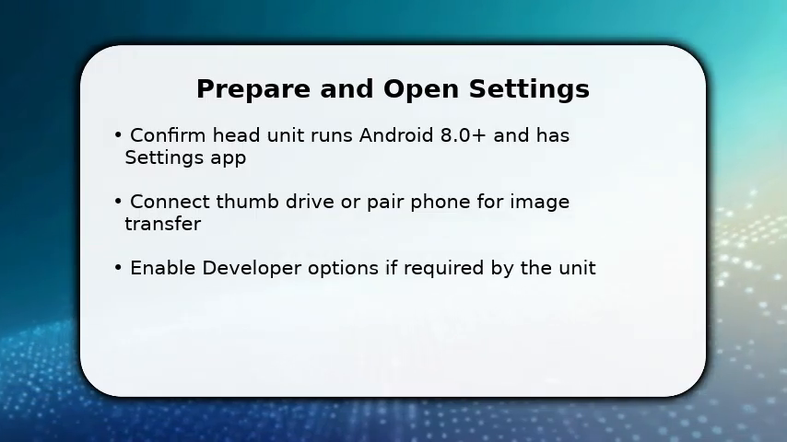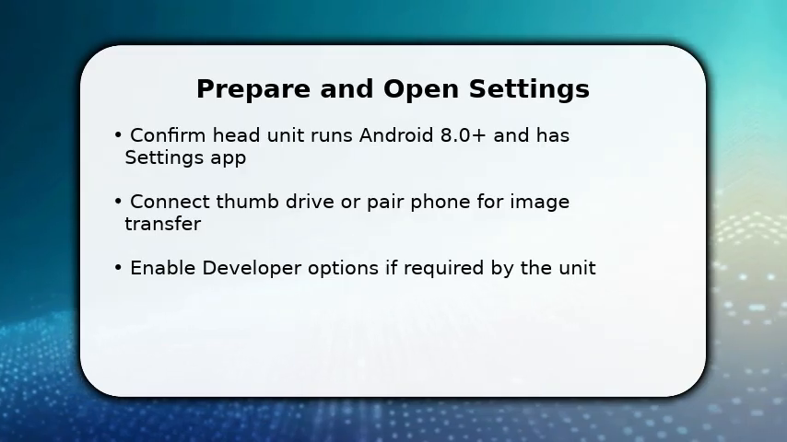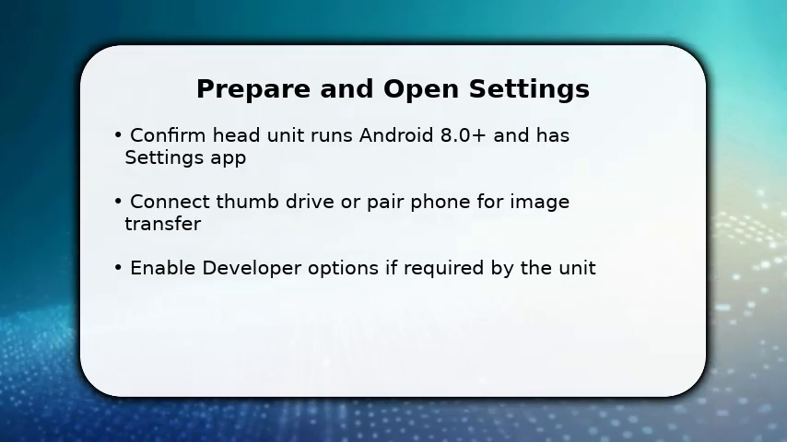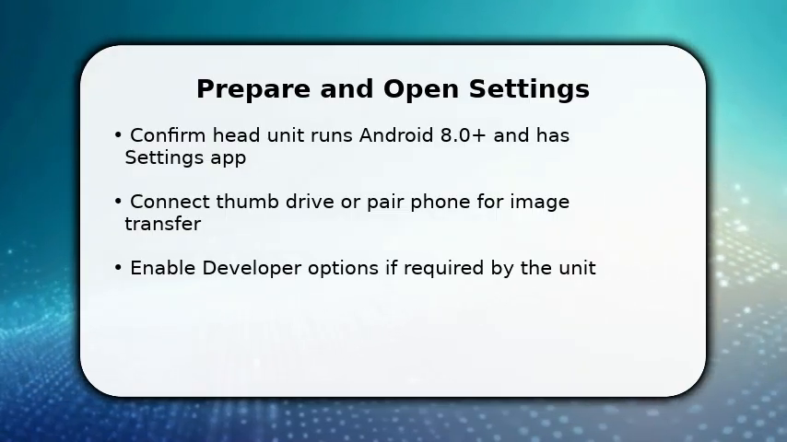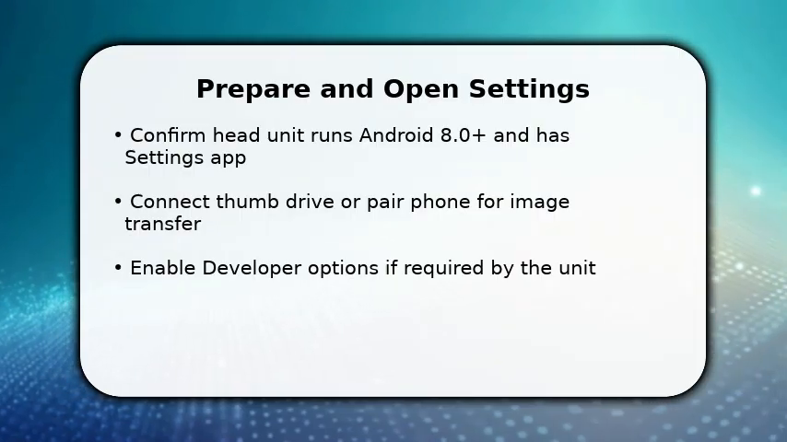You start by confirming the head unit is a full Android system and has a settings app. Many car-specific skins hide this. Once done, plug a formatted USB drive or pair your phone via USB to transfer the image files. Use PNG or JPEG under 4 MB.